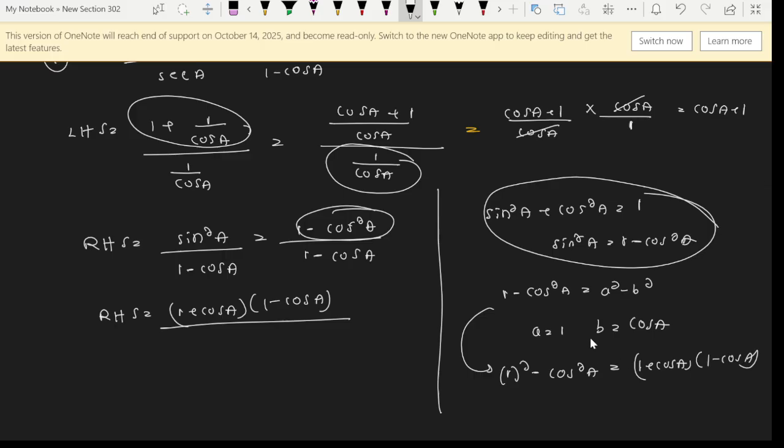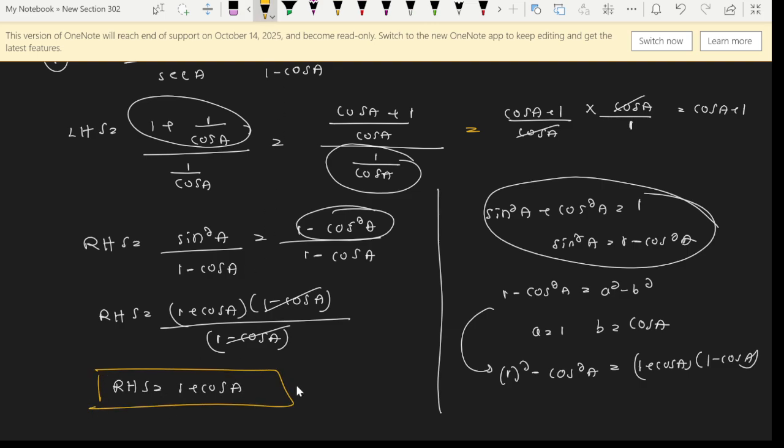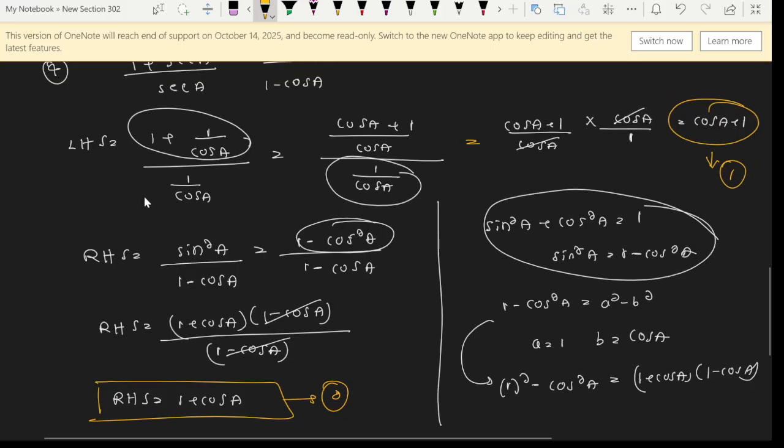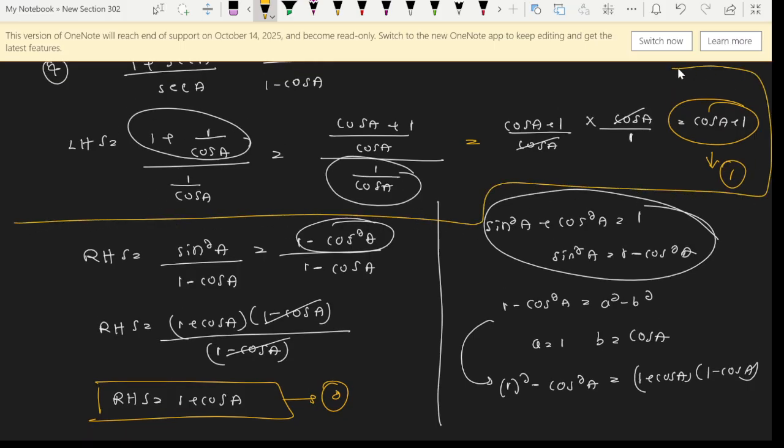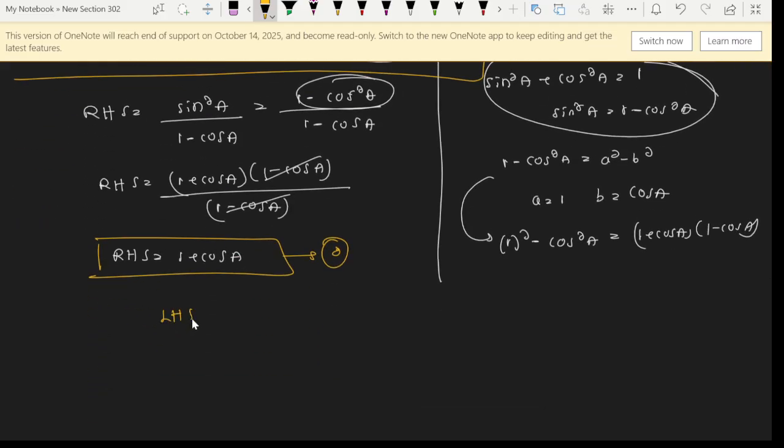If there is any issue in this simplification, watch it again or decrease the watching speed and you will get a better idea. So 1 minus cos A and 1 minus cos A cancel with each other. So RHS is 1 plus cos A. After simplifying both LHS and RHS, I'm getting the same result. After simplifying LHS, I got 1 plus cos A. After solving RHS, I got 1 plus cos A. So LHS is equal to RHS, that is equal to 1 plus cos A.